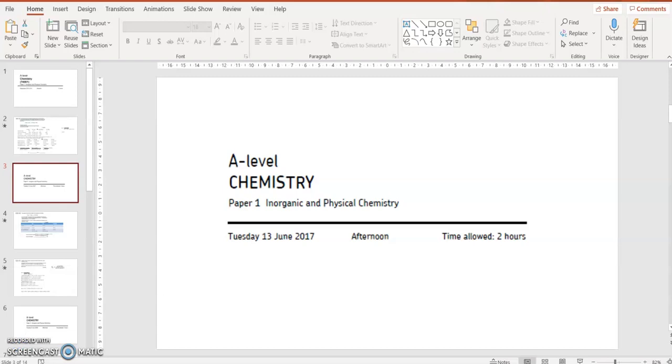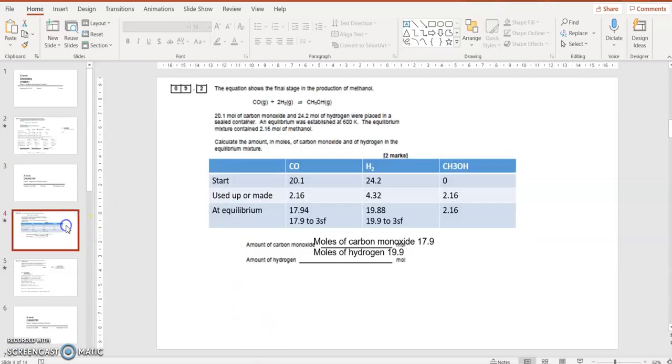Paper 1, 2017. Question 9.2. So I've got carbon monoxide, 2 moles of hydrogen making 1 mole of methanol.